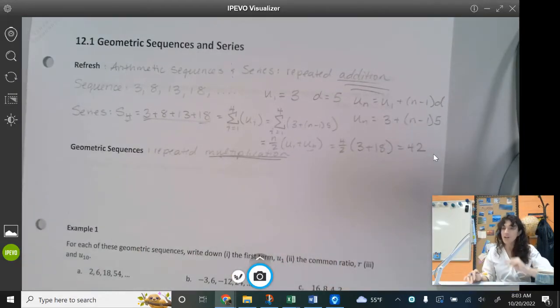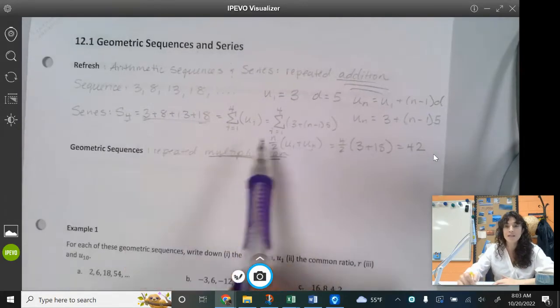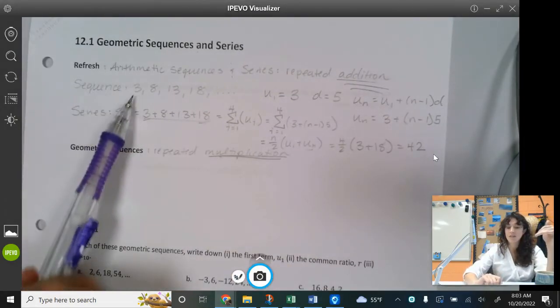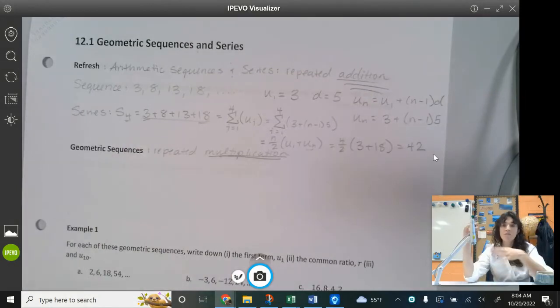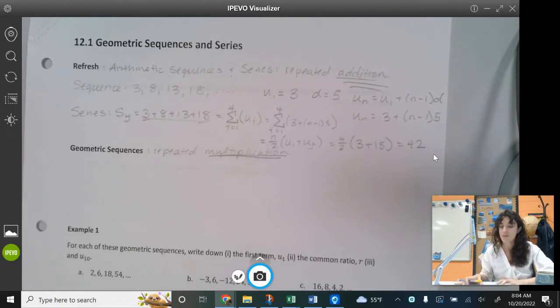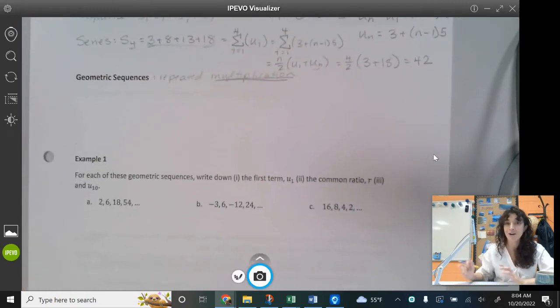Very quick refresh. If this is super stressful for you right now, that's okay. As long as what you got from this is that we had a sequence, and the difference between a sequence and a series is that we added them. There were formulas. They're in my formula packet. That's the general idea I want you to take away from this. We might have to refresh some arithmetic things on our own.